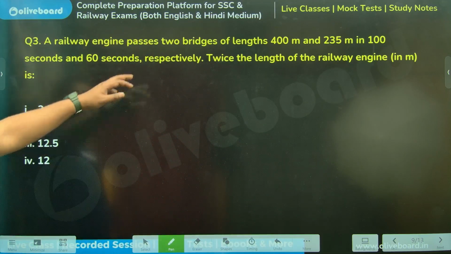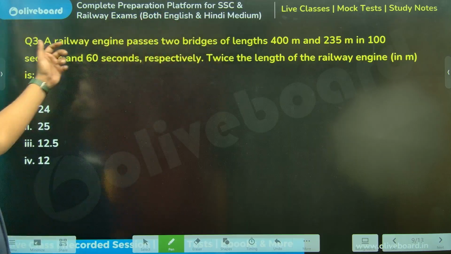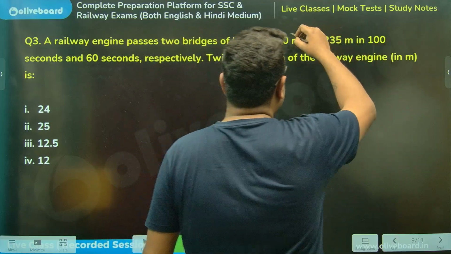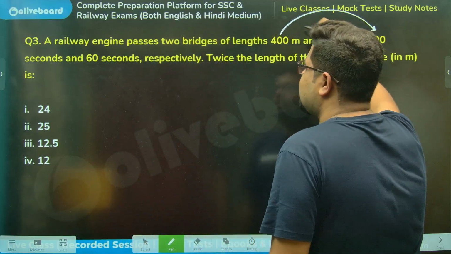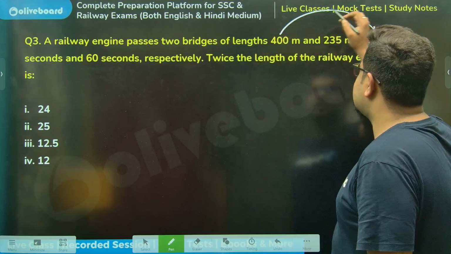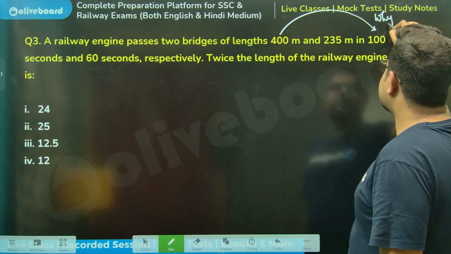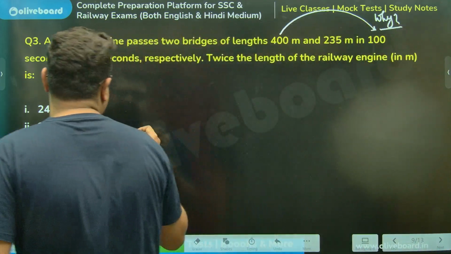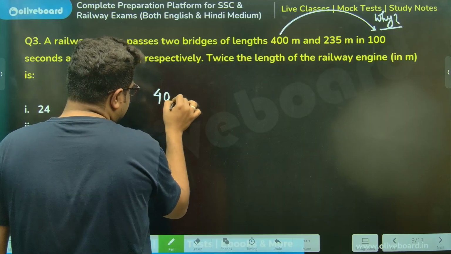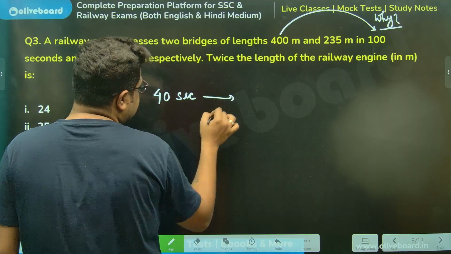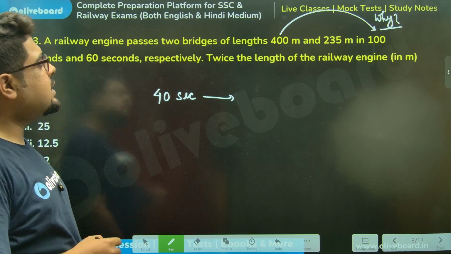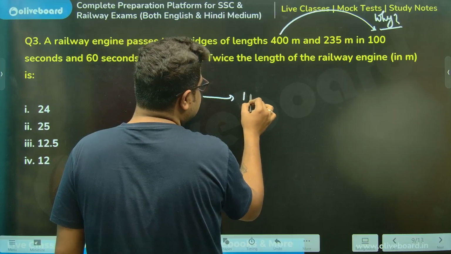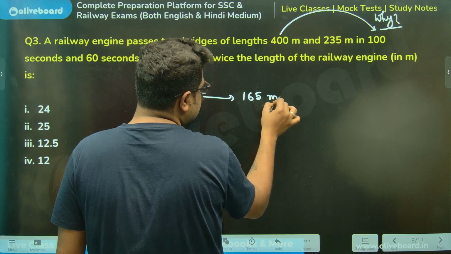Railway engine, 400 to 35 in 160 seconds. Again, identical. Sir, 400 meters, this 235 meters, 60. Ask yourself why. Why extra? 40 seconds, 60 and 100 seconds, meaning, sir, 40 seconds. Can I say during these 40 seconds, the train has gone a little distance more? How much? Sir, 400 and 135, meaning, sir, 165 meters. Can I say this?